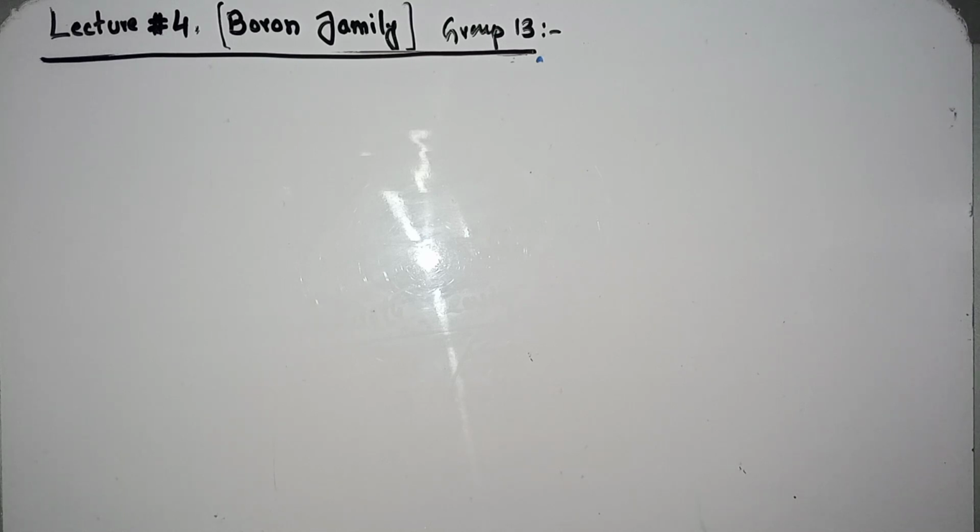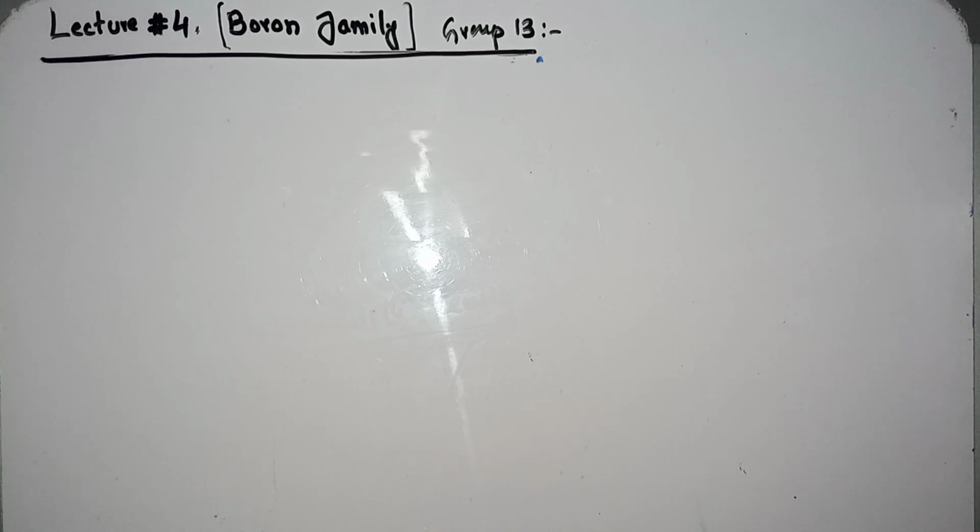Today is lecture number 4 of the Boron Family, that is group 13. In the previous lecture I already explained the general characteristics and general properties of the boron family. In today's lecture we will study the abnormal behavior of boron. What is abnormal in this group?